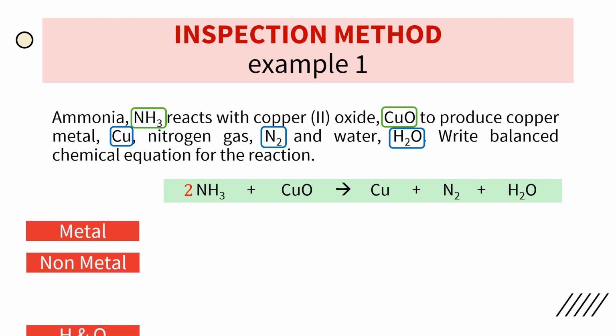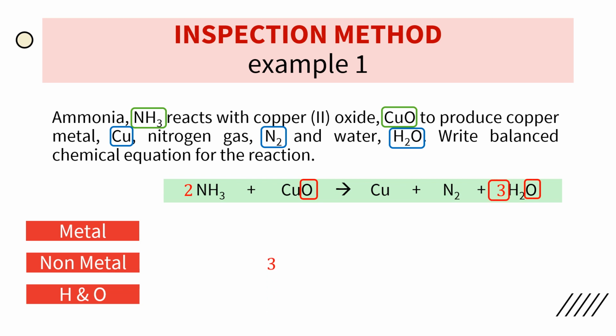The last one, balance hydrogen and oxygen. We have 6 hydrogen on the left because H3 and we have 2 in front of NH3. But we have 2 hydrogen on the right, so this is not balanced. To balance, we must add 3 in front of H2O so that hydrogen on the right also becomes 6. For oxygen, we have 1 oxygen on the left, but we have 3 oxygen on the right. So to balance oxygen, we must add 3 in front of CuO.